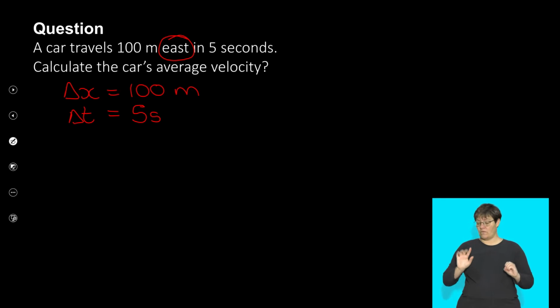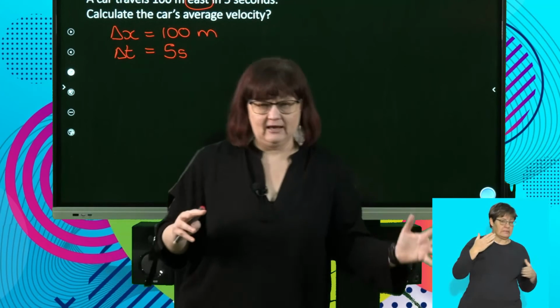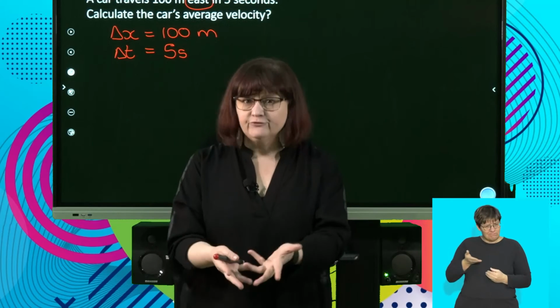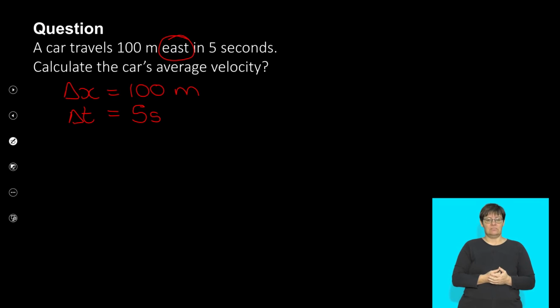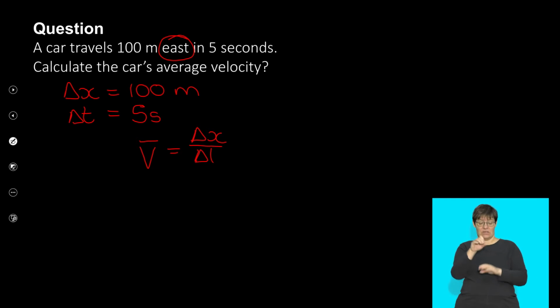Now, unlike when we do it with the graph and we have to have 2 points, that's already taken into account. So don't stress too much about the fact that you don't know the beginning and the end point. It's already done for you. So we want average velocity. We need to remember that average velocity has the little line on top of the V, which is delta x over delta t. So we're going to have 100 divided by 5.